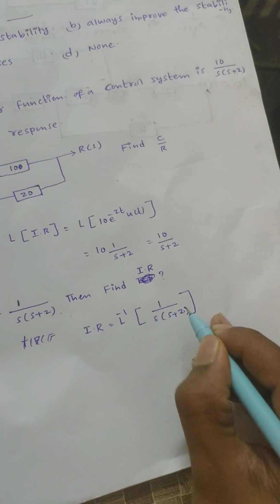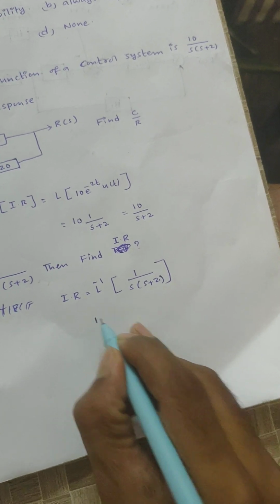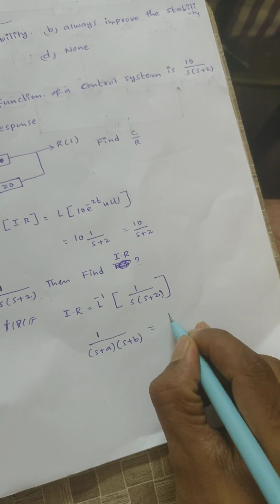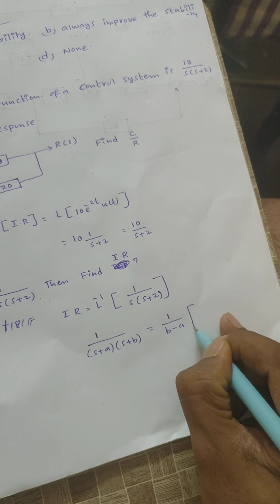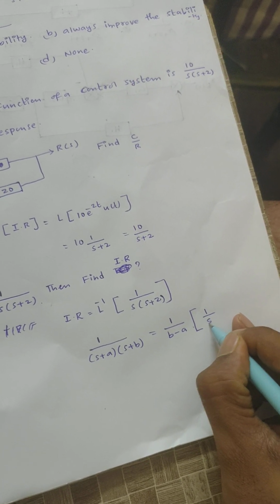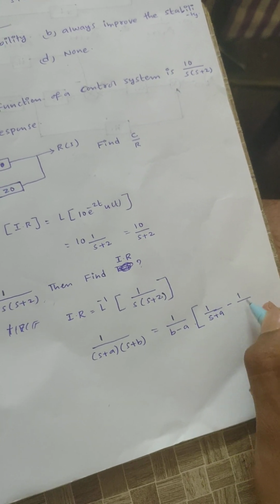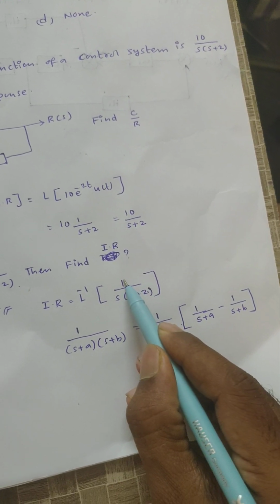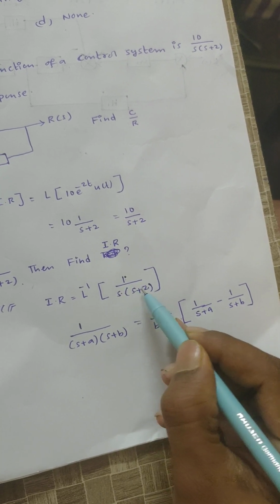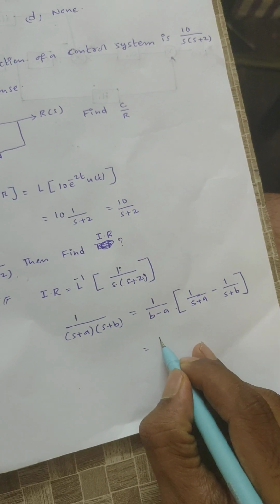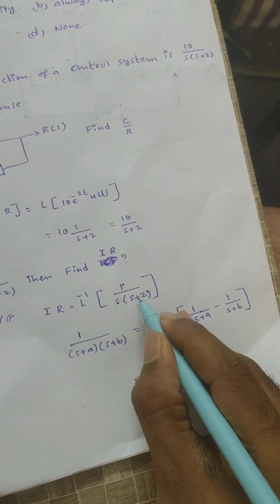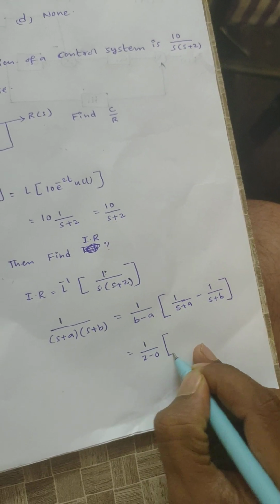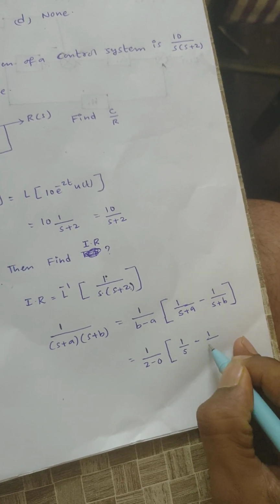By using the partial fraction method, we can solve this problem. For this type of problem, if the expression is 1 by s plus a into s plus b, the shortcut for partial fractions will be 1 by b minus a into 1 by s plus a minus 1 by s plus b. See here, this can be written as 1 by s plus 0 into s plus 2, right? That means the a value is 0 and the b value is 2. That is 1 by 2 minus 0 into 1 by s minus 1 by s plus 2.